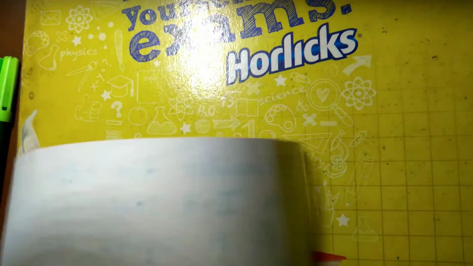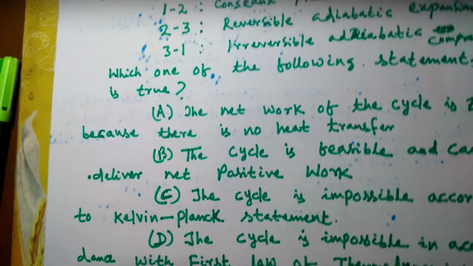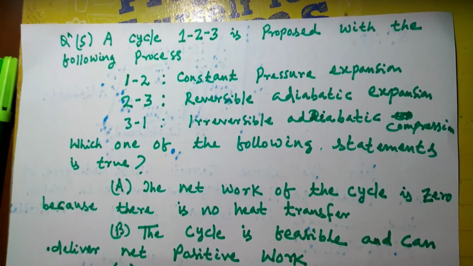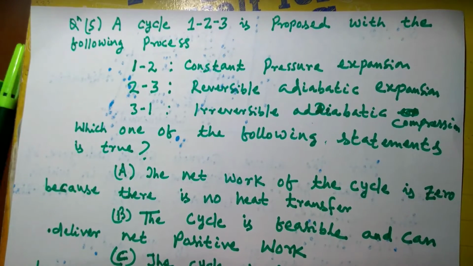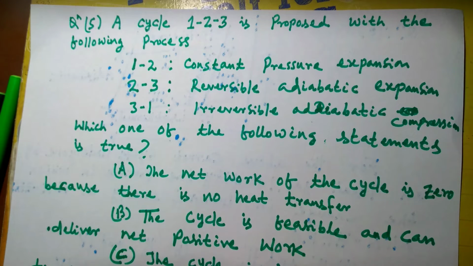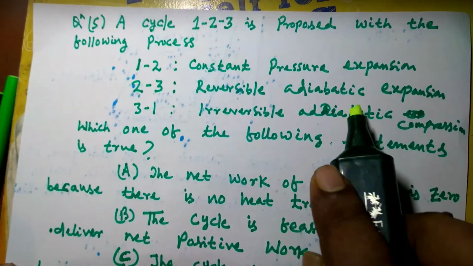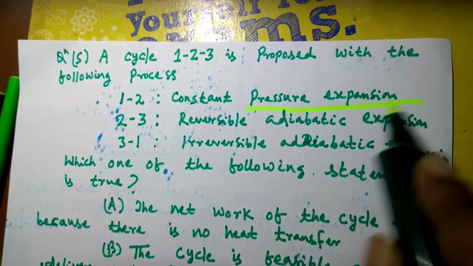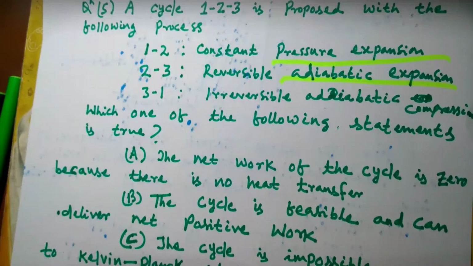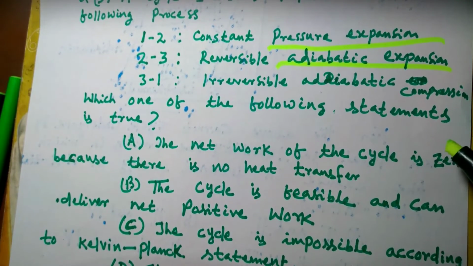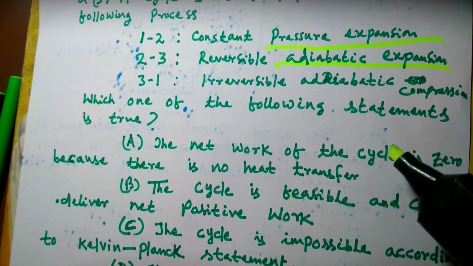So next question is question number 5. A cycle 1, 2, 3 is proposed with the following processes. 1-2, a constant pressure expansion. 2-3, reversible adiabatic expansion. 3-1, irreversible adiabatic compression. Which one of the following statements is true?